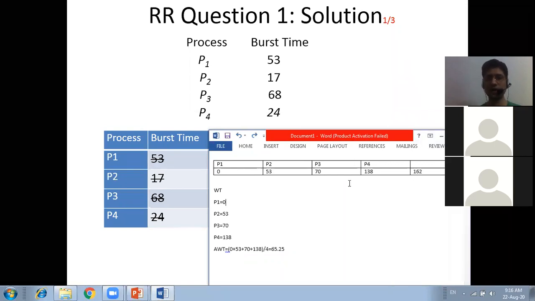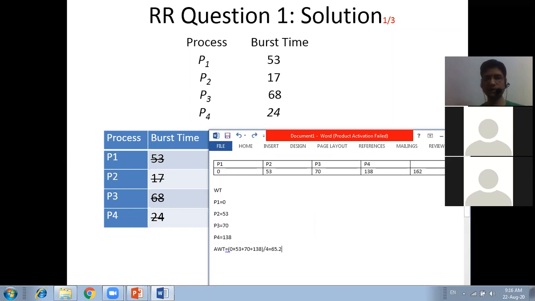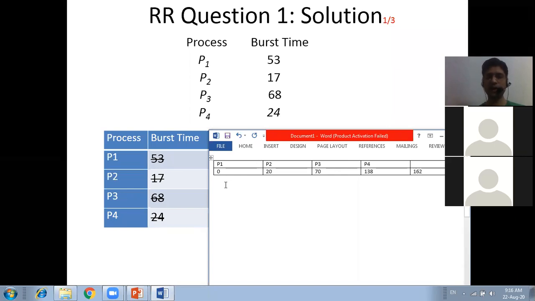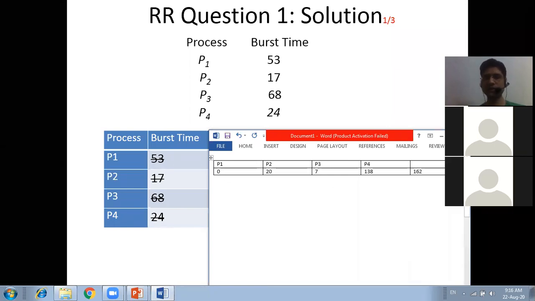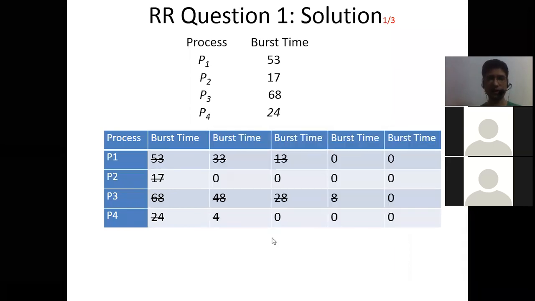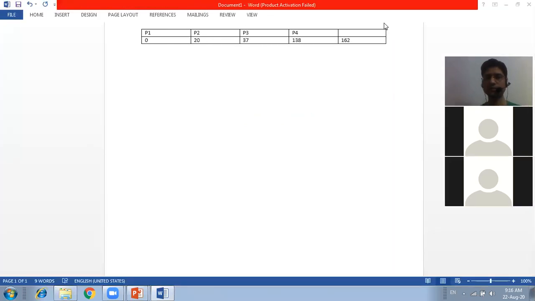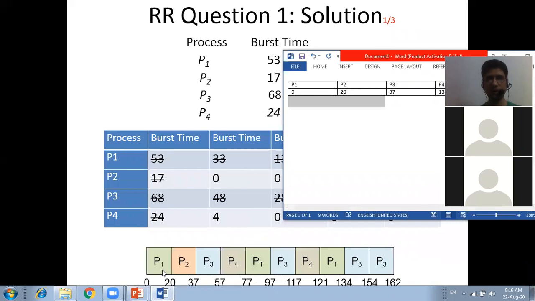So what will happen in round robin? I'm showing you how it is going to work. So initially 0 to 20 given to P1, right? And then P2 will be given 17 slot, so 20 plus 17 is 37, right? So here you can see what I have already drawn. P1 0 to 20 time slot has given, then P2 17, 20 to 37, and then P3 57.